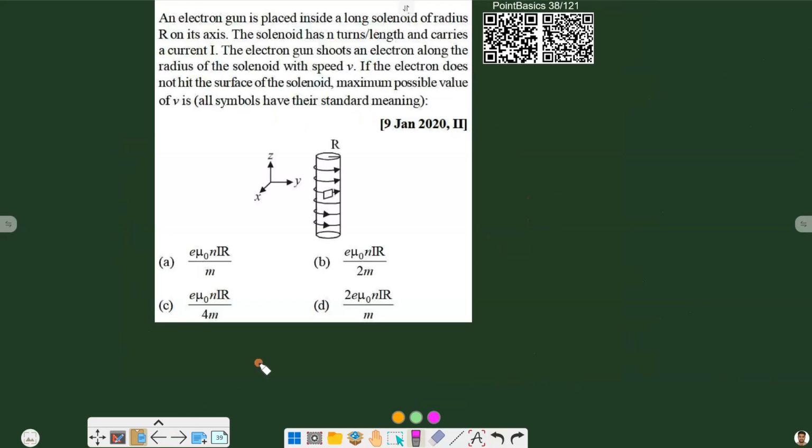So here we have an electron gun placed inside a long solenoid of radius r on its axis. The solenoid has n turns per unit length and carries a current I. The electron gun shoots an electron along the radius of the solenoid with speed v. If the electron does not hit the surface of the solenoid, find the maximum possible value of v.